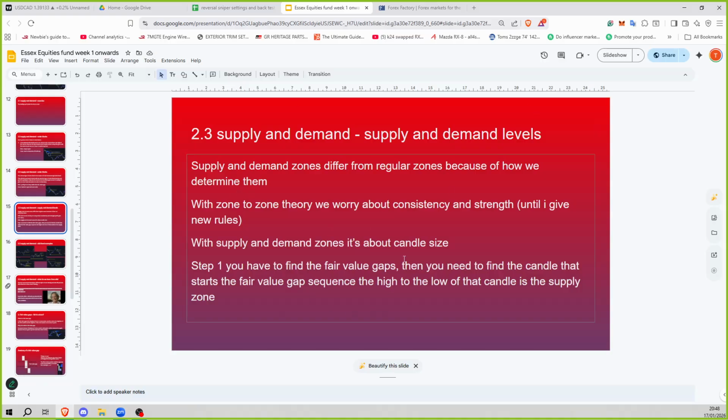Supply and demand. So we'll go for supply and demand. You're going to have to look for the fair value gaps. Then you need to find a candle that starts with the fair value gap in the sequence, and you can do it like that.